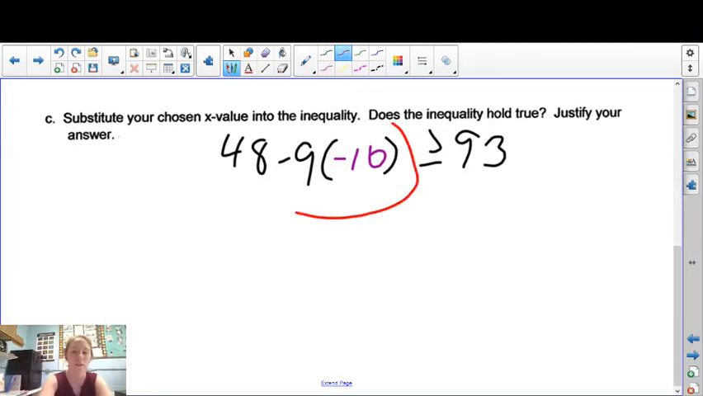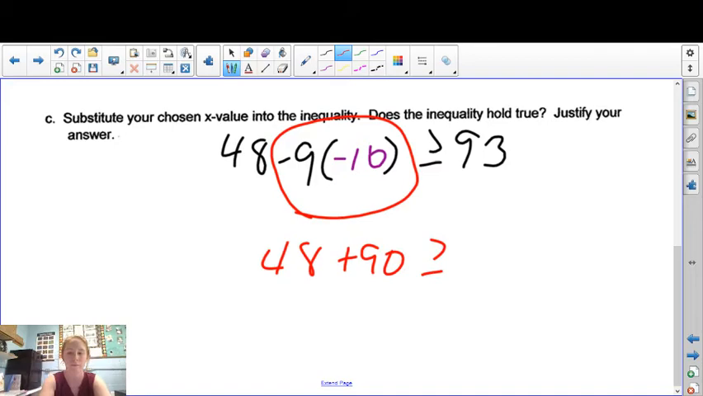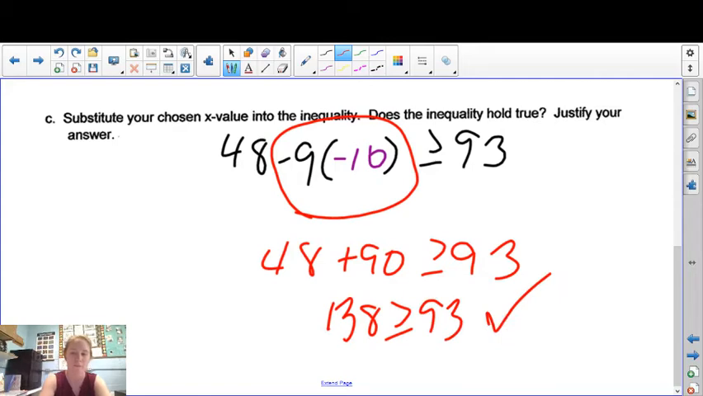Okay, I have to go ahead and do this multiplication. So I have 48, -9 times -10 is a positive 90. And then 48 plus 90 gives me 138. And is 138 greater than 93? Yes.